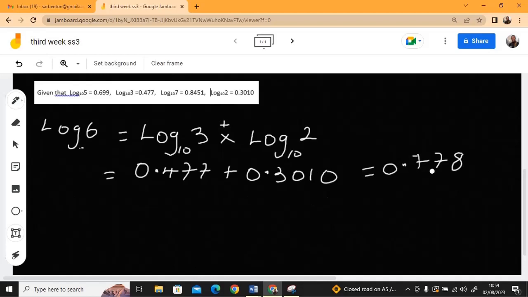So that is the answer you get. So this is the final answer. Let's look at another one. Let's say you are given log 42. So how do you make this? 42 is 7 times 6, and 6 is 2 times 3.